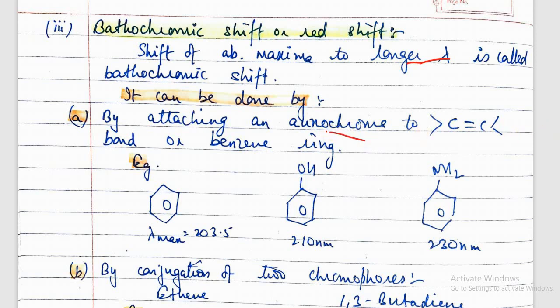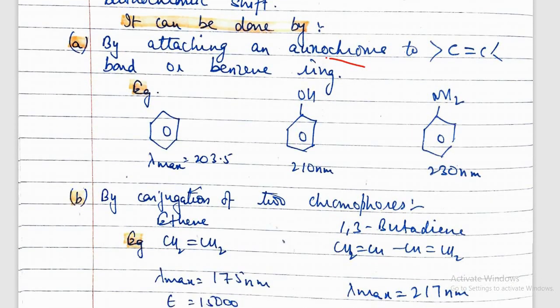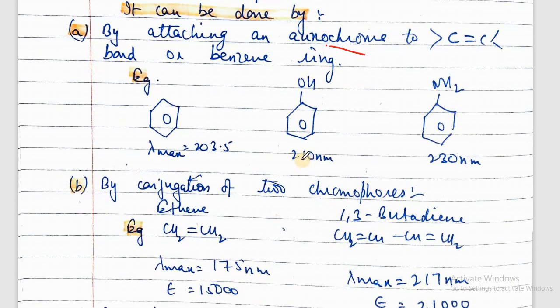That is, the chromophore is present, but we are adding an auxochrome, that is, we are deepening its effects. Suppose it is benzene, it absorbs at 203.5 nanometers due to double bonds. When an OH group is attached, absorption takes place at 210 nanometers, and when an amine group is present, at 230 nanometers. So these OH and NH2 are auxochromes which are added to the benzene ring.